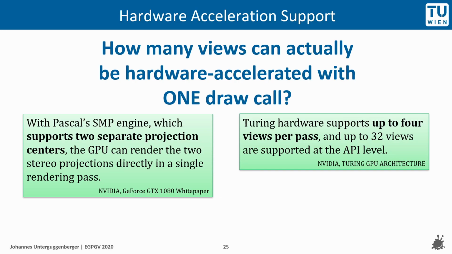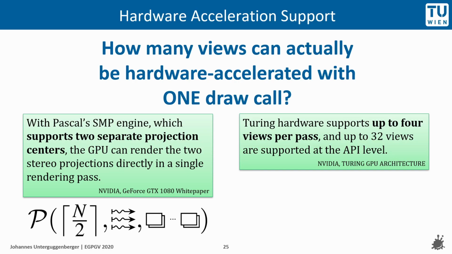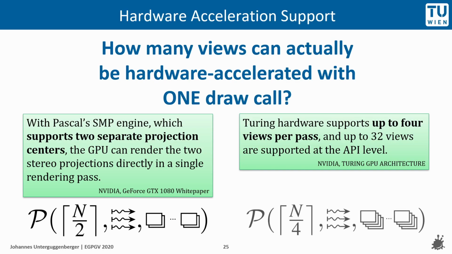We have to check. We are testing what happens if we only produce 2 views at a time, but fully hardware accelerated, on Pascal. And on Turing, we would always produce 4 views at a time, also fully utilizing hardware acceleration. This has the effect that we increase loop iterations once again, to n over 2 on Pascal and to n over 4 on Turing. Let's look at the adapted pipeline diagram.